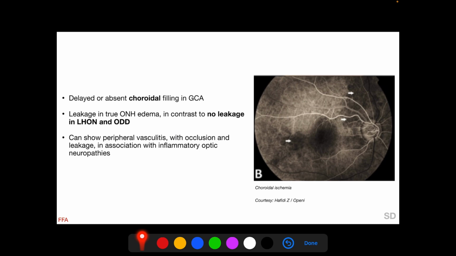In true ONH edema, we find leakage, whereas in LHON and ODD, although there may be disc swelling or apparent disc swelling, there is no leakage of dye in fundus fluorescein angiography. In inflammatory optic neuropathies, FFA can show peripheral vasculitis with occlusion and leakage.